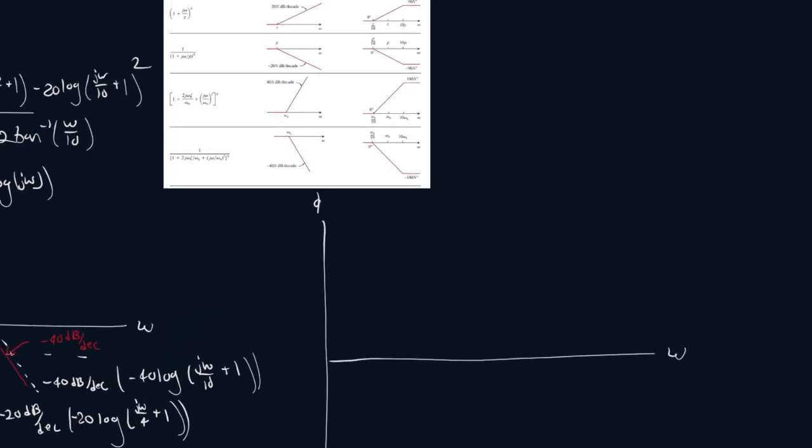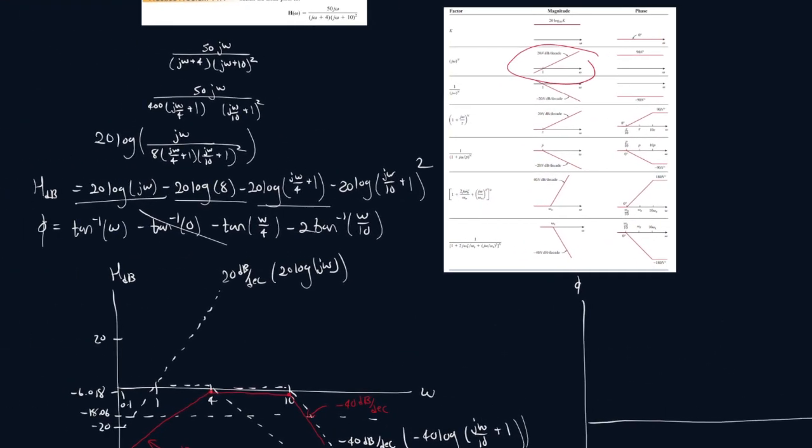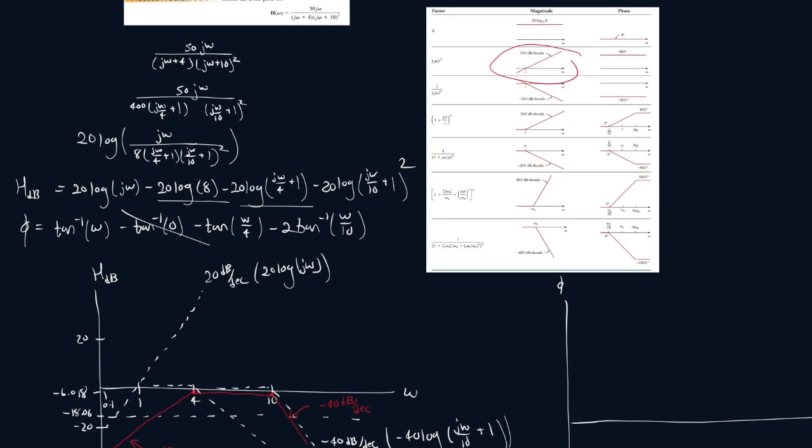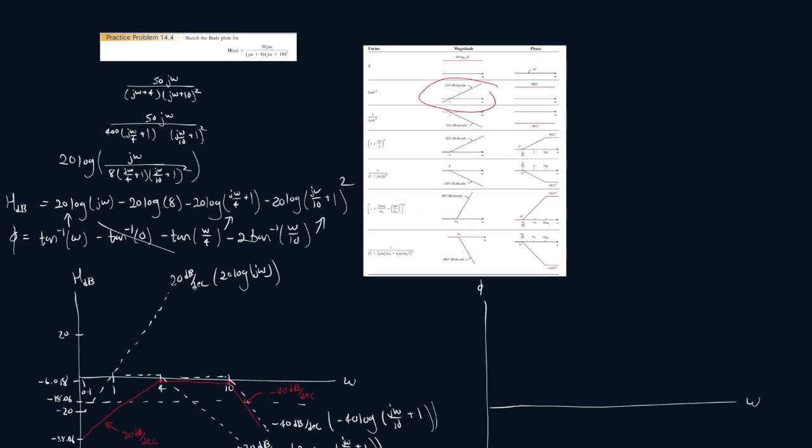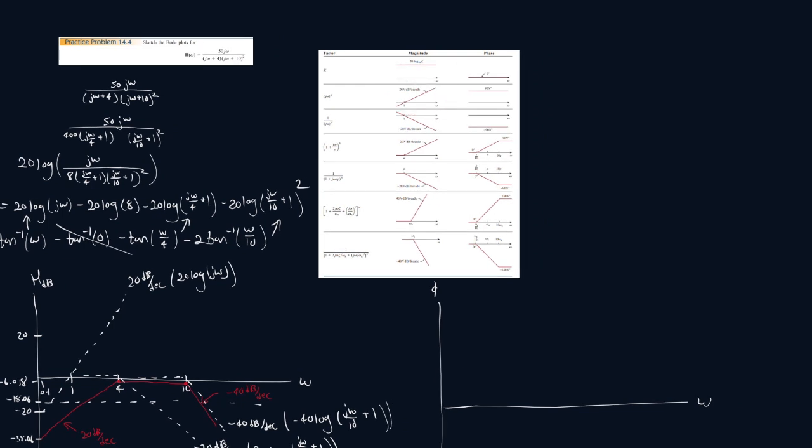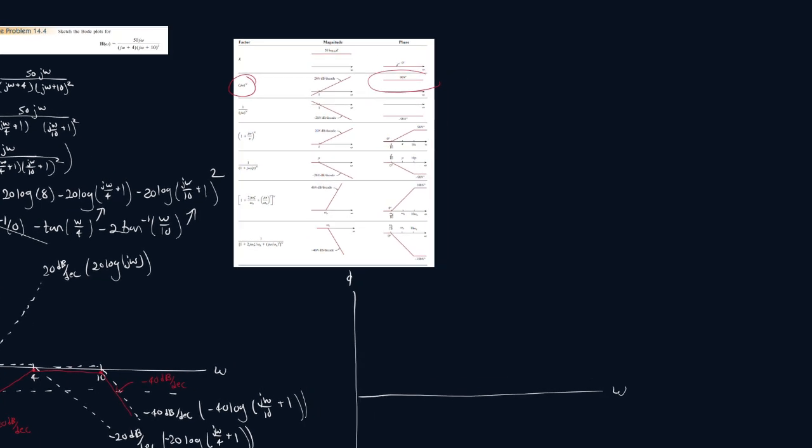Okay, so this tan inverse of W is related to this. This one is related to this. Wait, sorry, this one is related to this, and this one is related to this. So jW, if it's jW and positive, then it's just going to be 90 degrees all the way around.